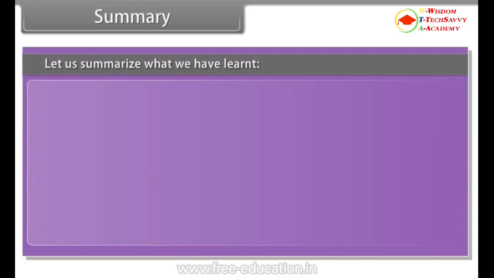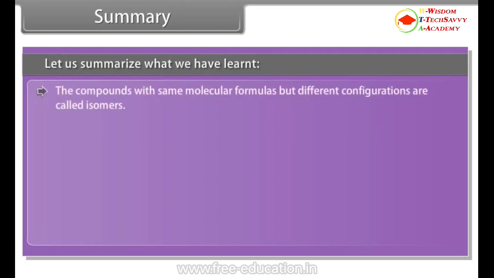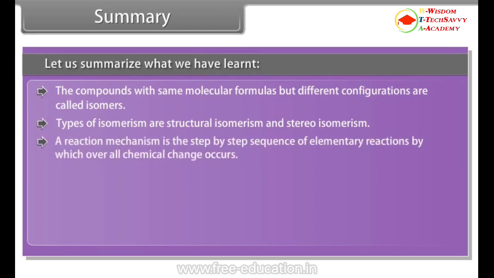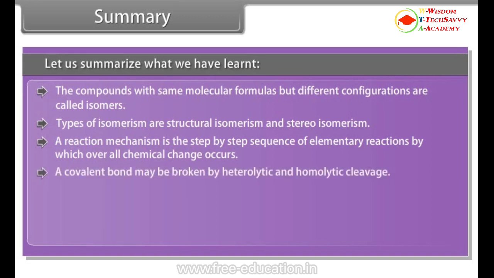Summary. Let us summarize what we have learned. The compounds with the same molecular formulas but different configurations are called isomers. Types of isomerism are structural isomerism and stereoisomerism. A reaction mechanism is the step-by-step sequence of elementary reactions by which overall chemical change occurs. A covalent bond may be broken by heterolytic and homolytic cleavage.